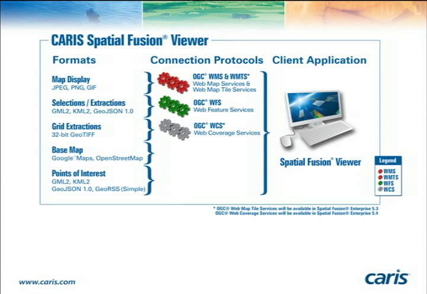Now let's move on to the viewer. Our viewer supports the output formats of the server for map display and selection extraction. The viewer also allows the administrator to select a number of options for a base map, including Google Maps and OpenStreetMap. For those of you who may be new to OpenStreetMap, it's a free editable map of the world. Consider it as a community-driven collaborative mapping project. The viewer also supports points of interest through GML, KML, GeoJSON, and GeoRSS Simple. Claude will be discussing these further in the demonstration.